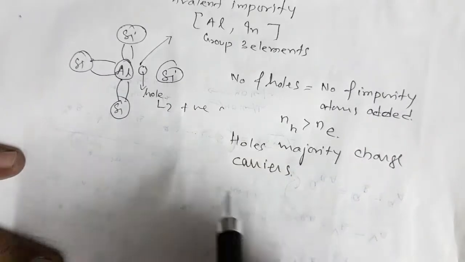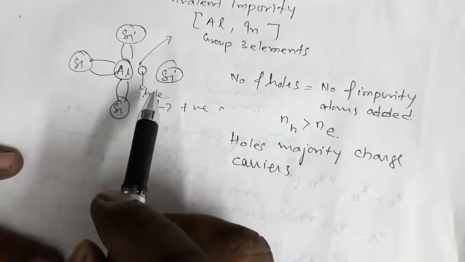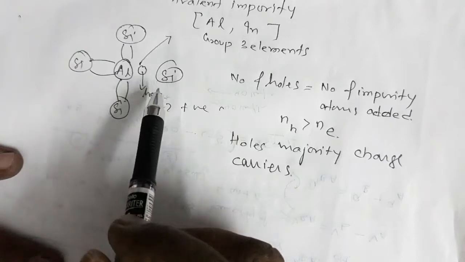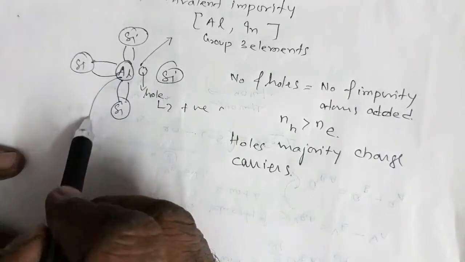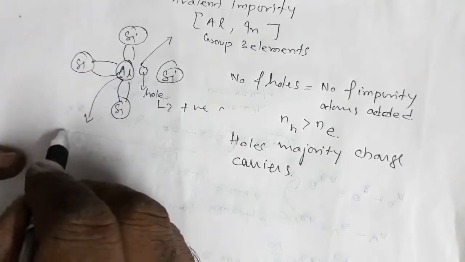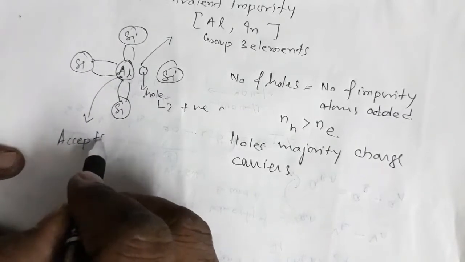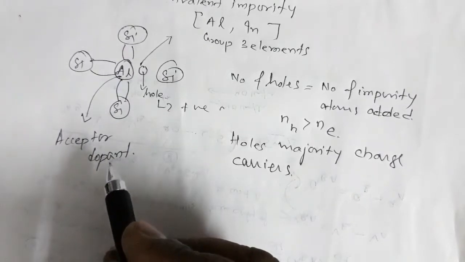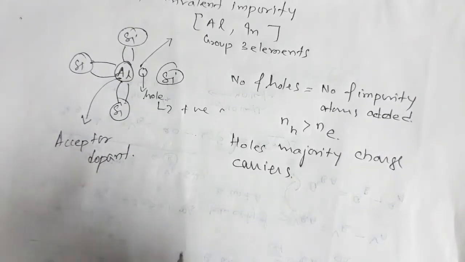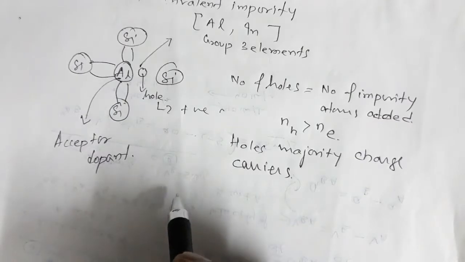Now here, since the aluminum impurity is accepting the electron, aluminum in this case is called the acceptor dopant. Okay, so this is the p-type semiconductor.